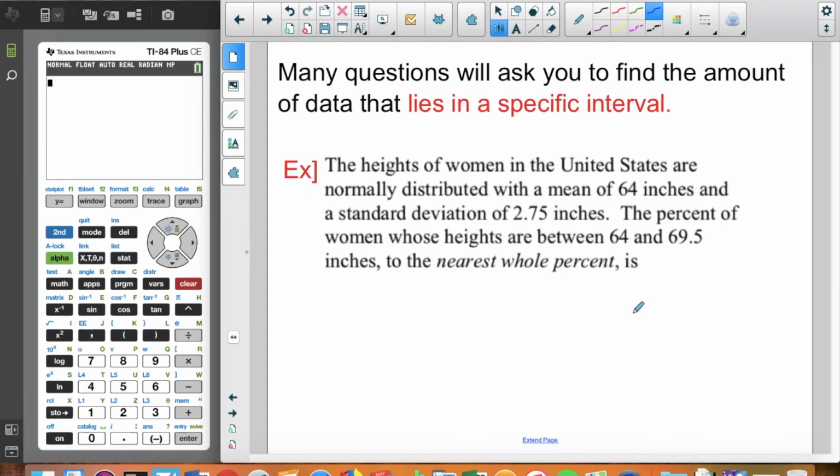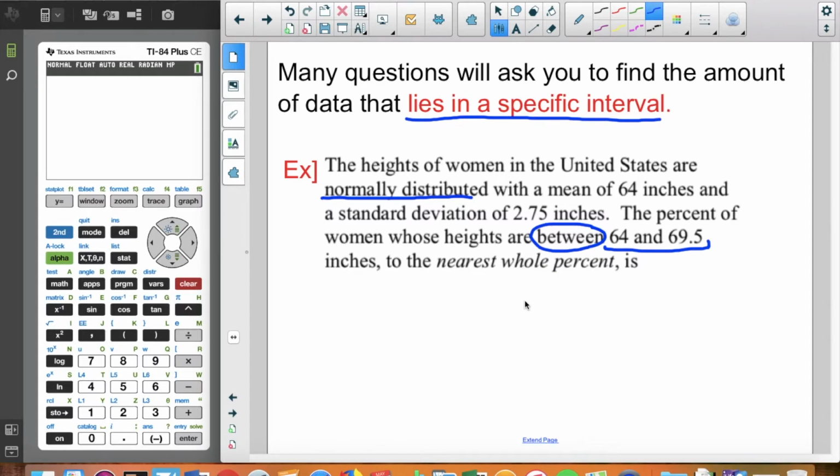Now, many questions with normal distribution will ask you to find the amount of data that lies in a specific interval. So, for example, here it says the height of women in the United States are normally distributed, keyword, with a mean of 64, standard deviation of 2.75. The percent of women whose heights are between 64 and 69.5, so between is asking us for an interval, is.